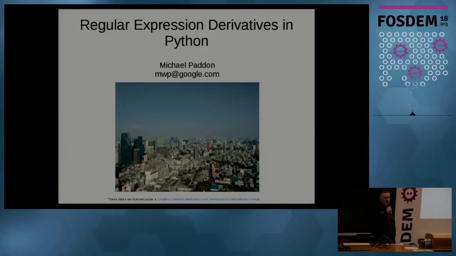Hi everyone, it's great to see everyone got up early to hear a talk on derivatives. That's weird. Okay, thank you very much anyway. My name's Michael Padden. I work and live in Tokyo, even though I have an Australian accent.